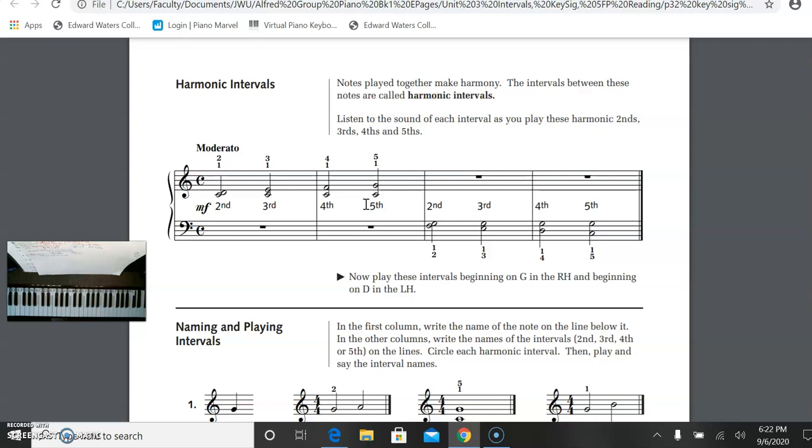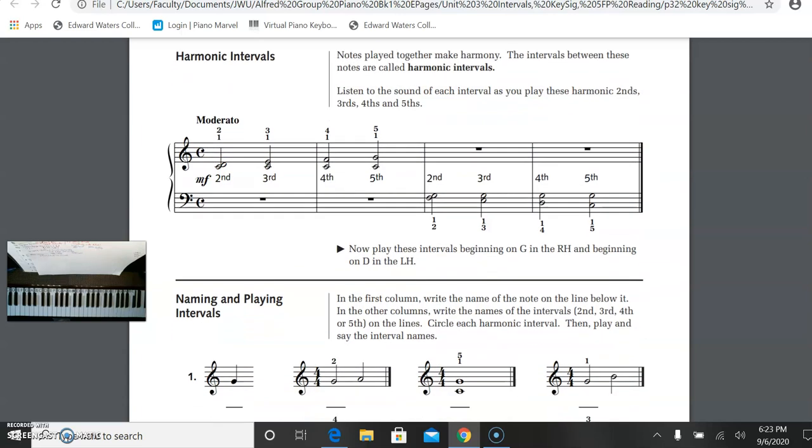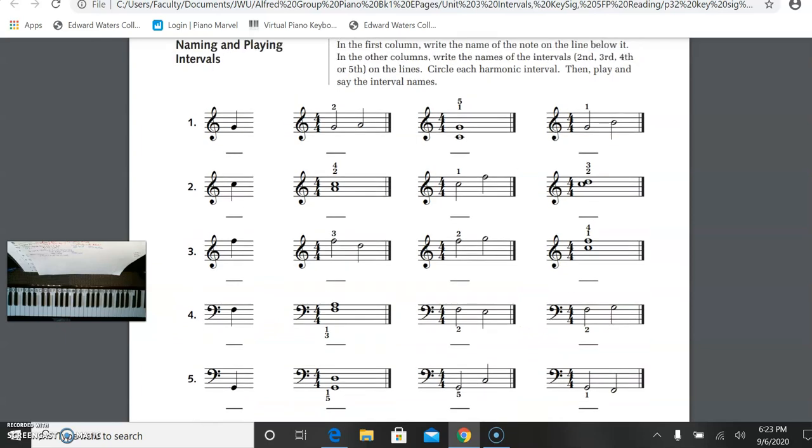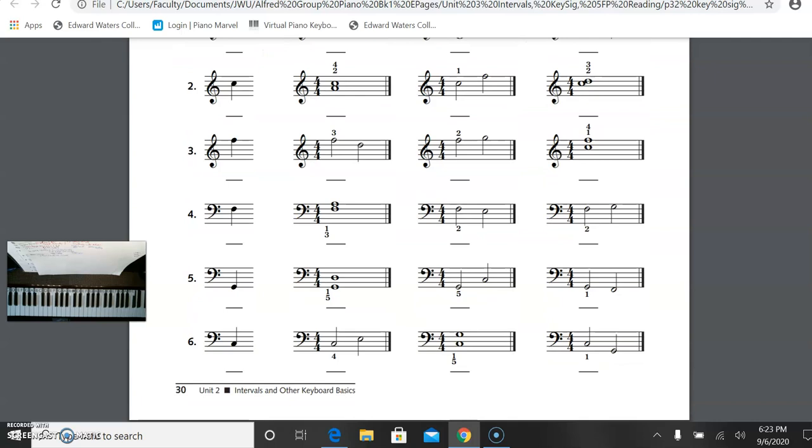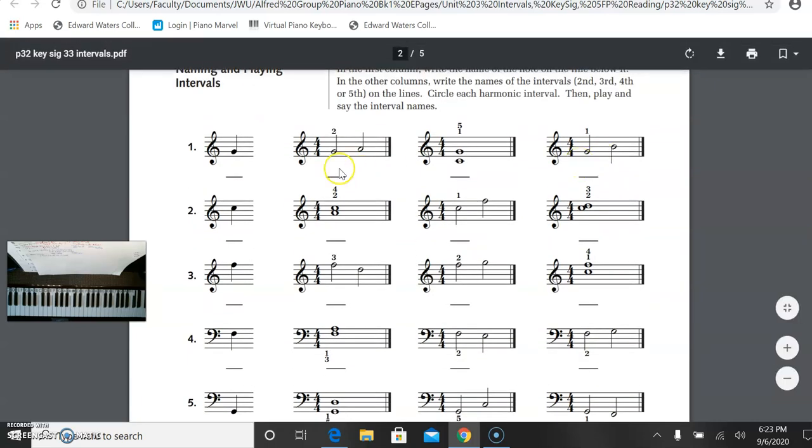Alright, so the goal for you after watching this video is to know what the different intervals look like on the page when you see them in music, and also what they sound like. And you can experiment on your own keyboard as well. So moving on, this is in the Alfred book, page 30 in Unit 2. Just by looking at these examples, you should be able to name what kind of interval these are, whether they're seconds, thirds, fourths, fifths, or so on.